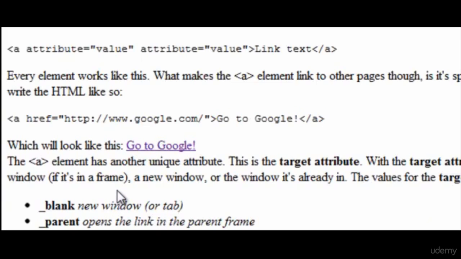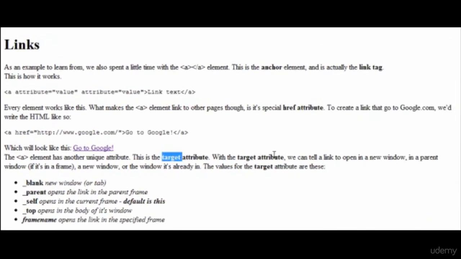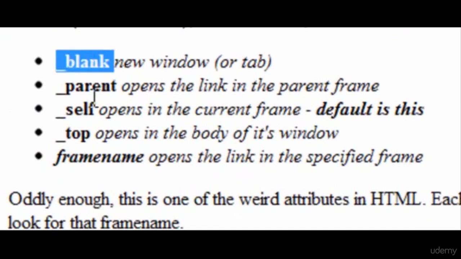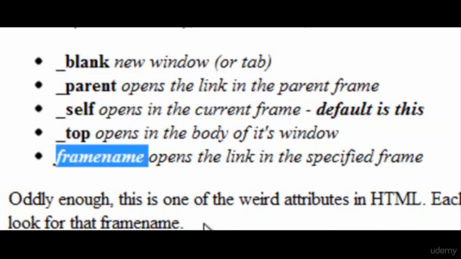The A element has another unique feature. This is the target attribute. With the target attribute, we can tell the link to open in a new window, in a parent window if it's currently in a frame, or the window it's already in. The values for the target attribute are the following: _blank, _parent, _self, _top, or custom frame name.